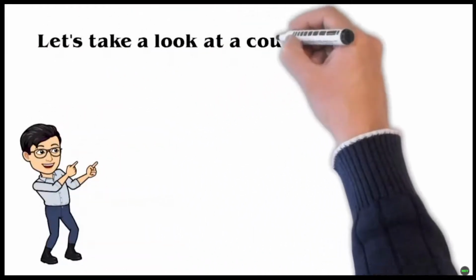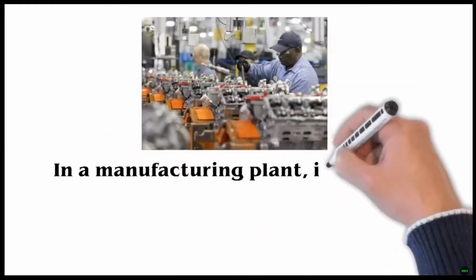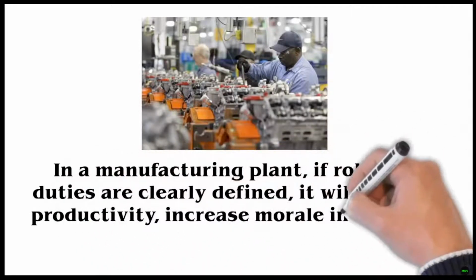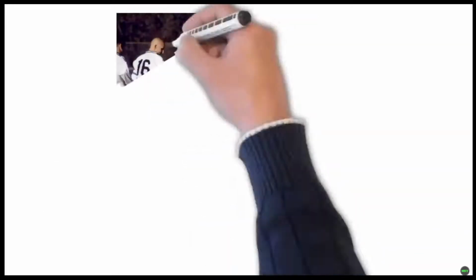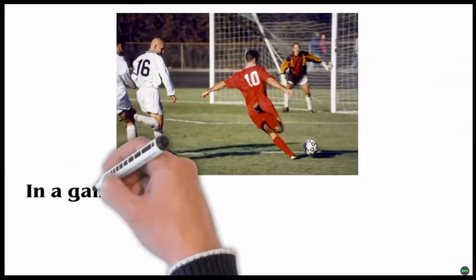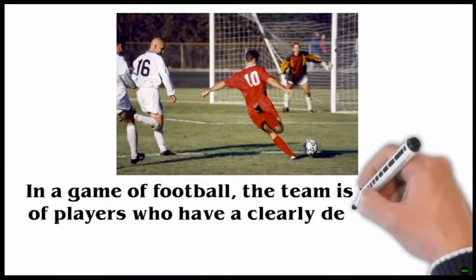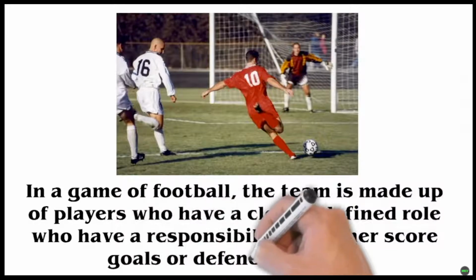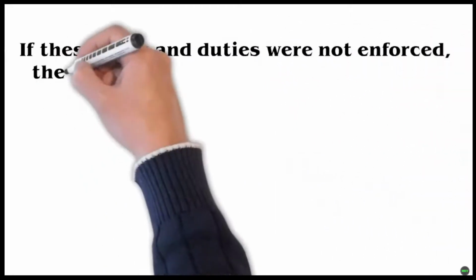Let's take a look at a couple of examples of how roles and duties are important. In a manufacturing plant, if roles and duties are clearly defined, it will increase productivity, increase morale in staff, and allow team leaders to play to their employees' strengths. In a game of football, the team is made up of players who have a clearly defined role, who have a responsibility to either score goals or defend the pitch. If these roles and duties were not enforced, the football team wouldn't be successful.